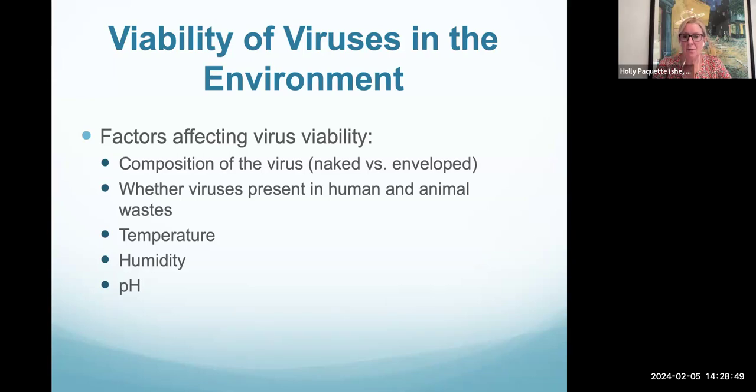Humidity: often with dry air, the aerosolized viruses can stay in the air longer than if there's humidity, where the droplet of water brings it to the ground. And then lastly is pH. If the pH is not near neutral, we think of it as being somewhat damaging to a virus.